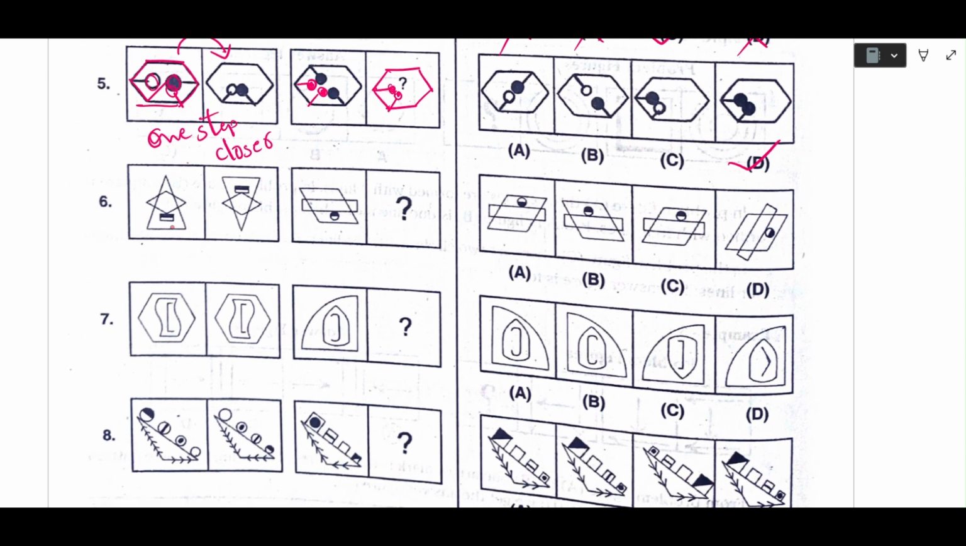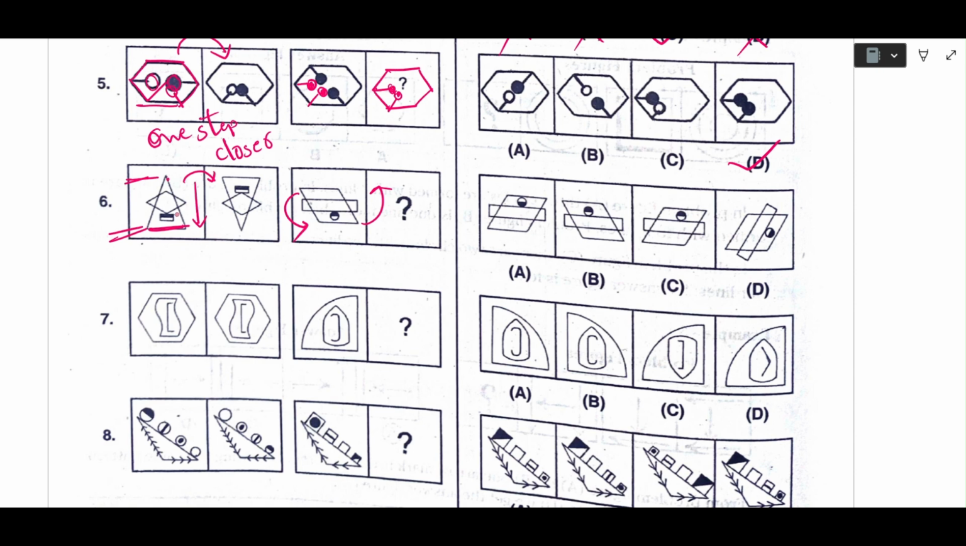And look at 6. Here we have a triangle, a rhombus and a rectangle. What are the changes which happened in this pair? Just like this, the top side became down and the bottom side became up. See, the triangle got inverted. This side went up and this side came down, right? Here also we have to make the same changes, like this side should go up and this side should come down.